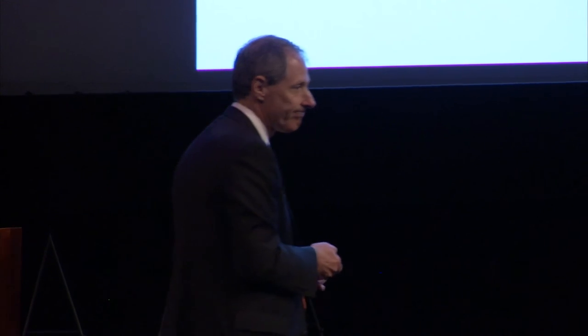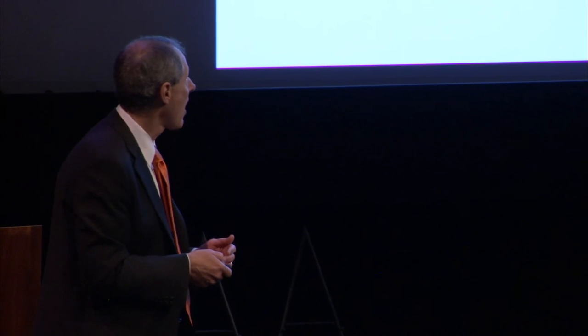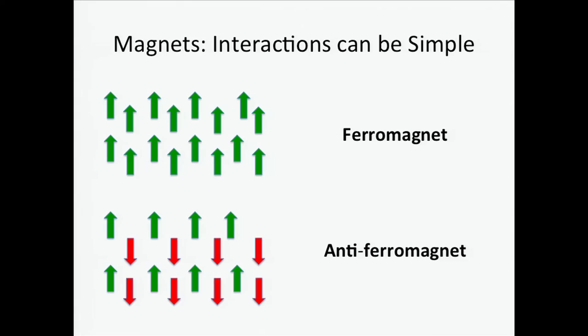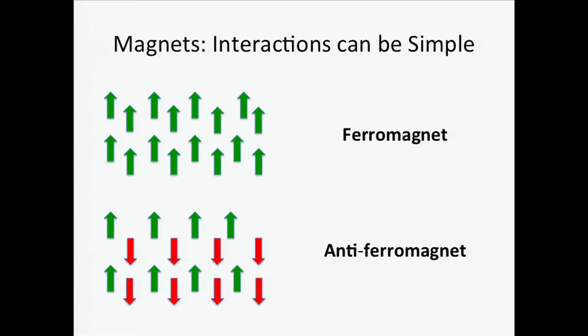Okay, magnets. So let me talk about magnets and why magnets are good substrates on which to perform these experiments and learn something generally about this. So a ferromagnet, these are spins here, little bar magnets, north, south. Electron spins are like this. It's a quantum mechanical property of an electron. In a ferromagnet, a piece of iron, all the spins, all the little dipoles are pointed up, or all of them are pointed down. In an antiferromagnet, they alternate up, down, up, down, up, down.